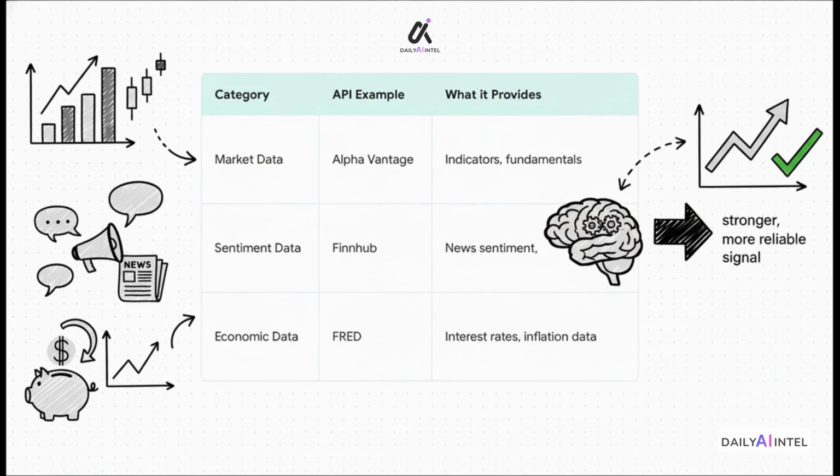And what's amazing now is the sheer variety of data you can get your hands on. You can pull standard market data from places like AlphaVantage, sure, but you can also get news sentiment from Finnhub or even track big picture economic data like inflation from FRED. And here's the key takeaway. When you combine all these different sources, you're not just looking at a stock price anymore. You're building a much richer, much more complete picture of what's going on.